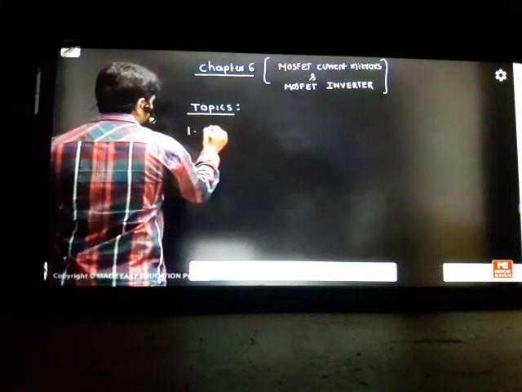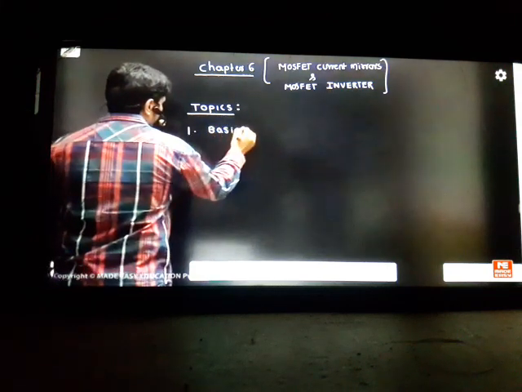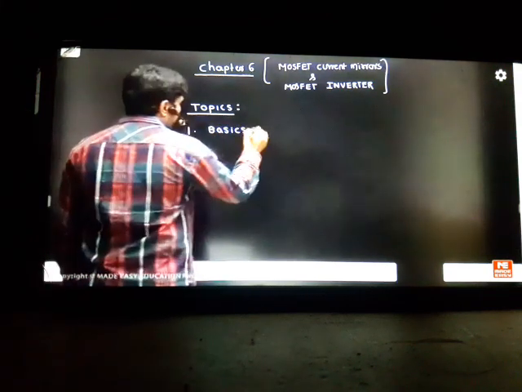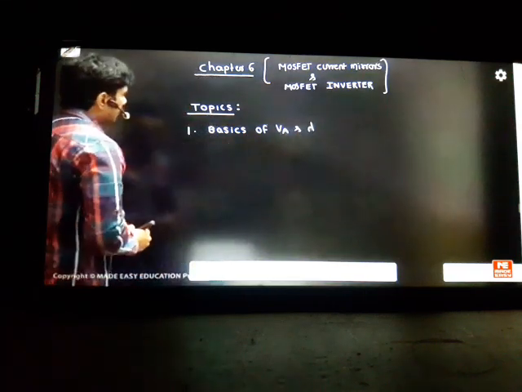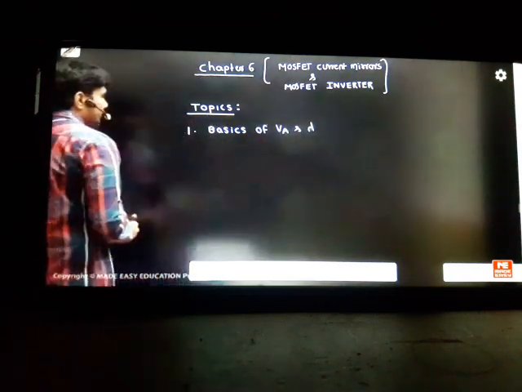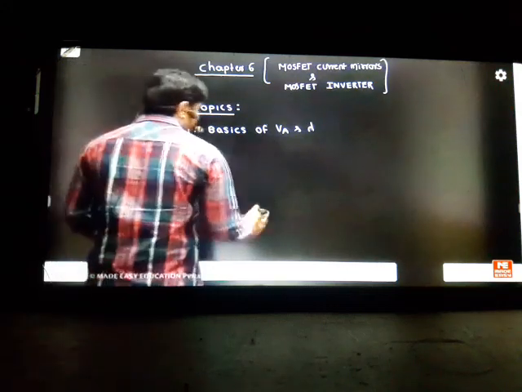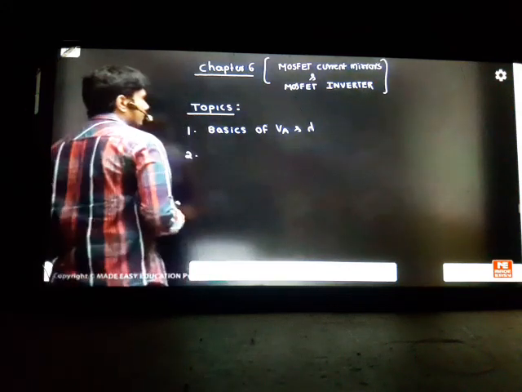The first topic is basics. Basics of VA and lambda. So first of all, we'll understand what is VA and lambda. What are the basics for that? Basics of VA and lambda.